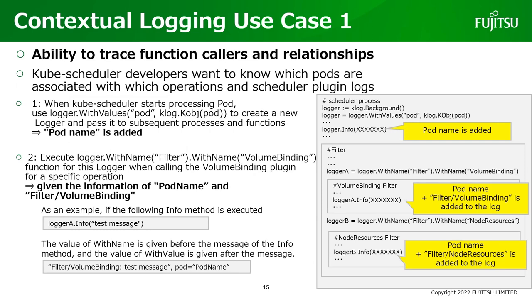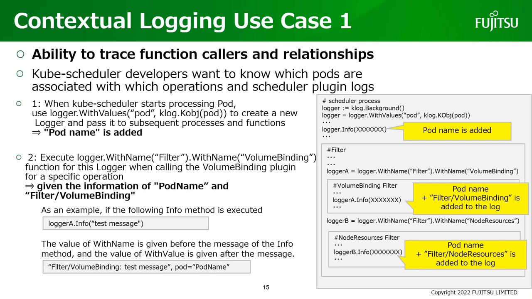I will introduce one use case of contextual logging. Contextual logging has the ability to trace function calls and relationships. Kube scheduler developers want to know which pod is associated with which operation and scheduler plugin logs. So when Kube scheduler starts processing pods, I use the logger.WithValues function to create a new logger and pass it to subsequent processes and functions. Then the logger is used.